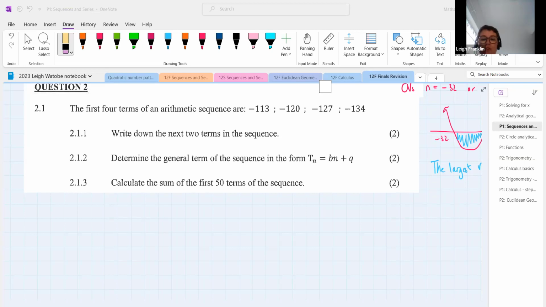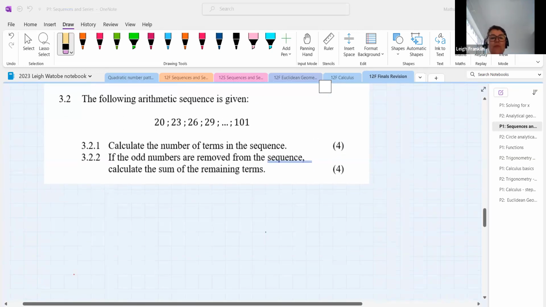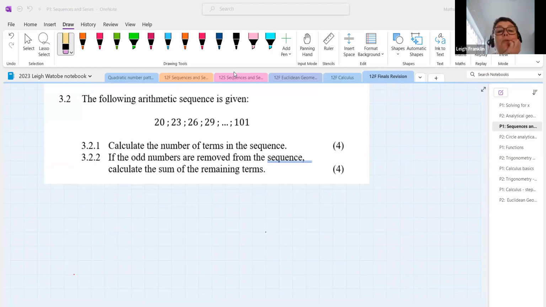I just want to show you guys this particular question, just so that we've done something that's a little bit more difficult and a little bit unusual. If we've got time, we can always come back to that other one, because this is a really cool question. The first thing that they want us to do is calculate the number of terms in the sequence.